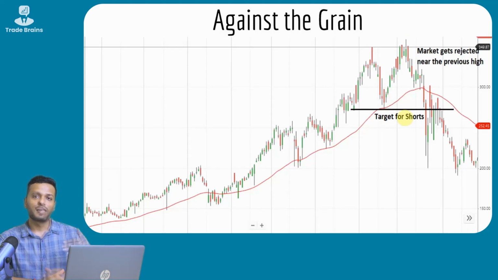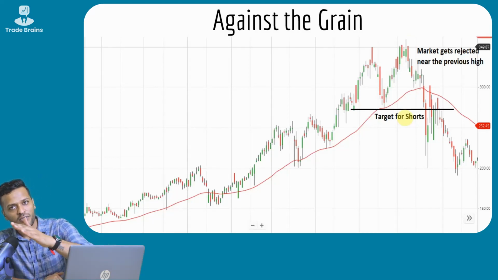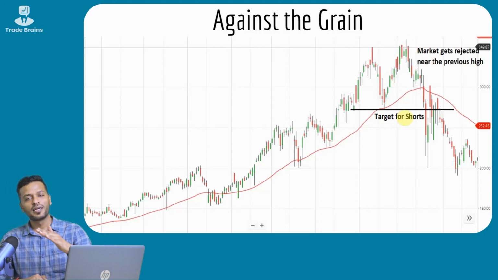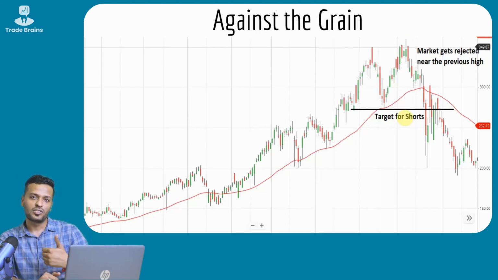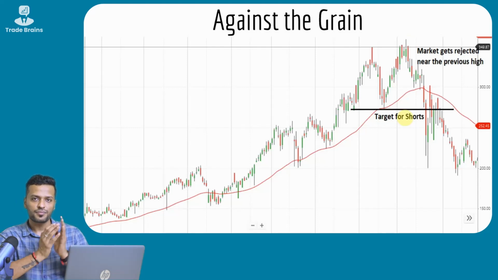What is against the grain? If you look at any harvesting field or any farmland, the grain certainly goes in one direction when the wind is blowing. But the idea is to take a trade which is opposite or against the trend, which is why this strategy has a slightly higher risk, but the reward potential is also decent and it gives you quick rewards. So let us understand first what the strategy is.